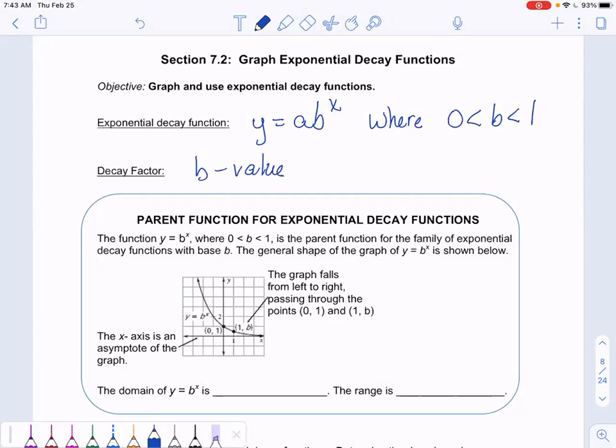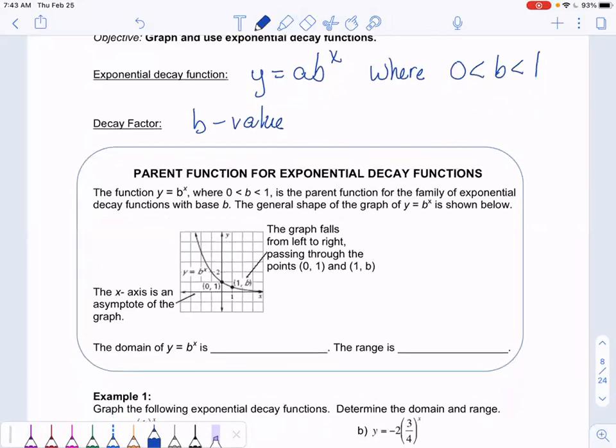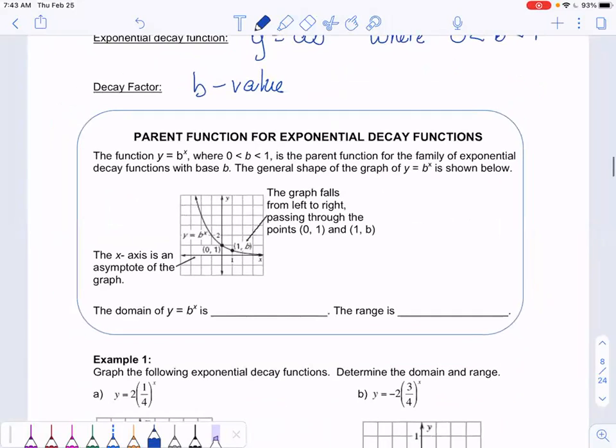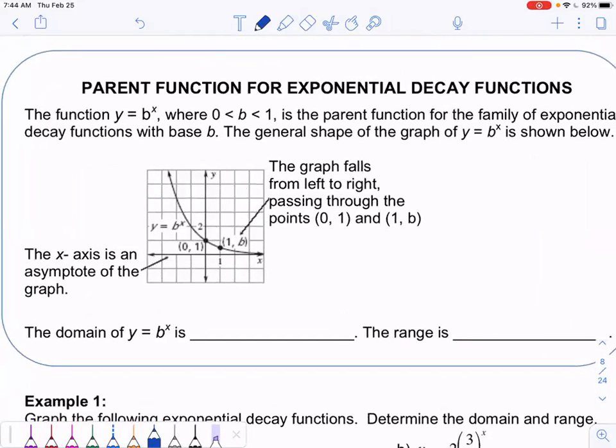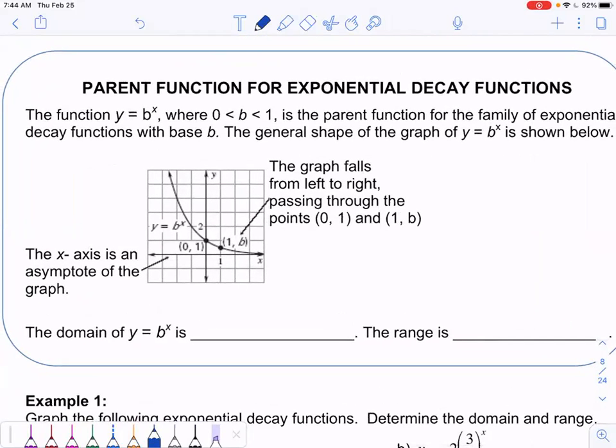So that B value can be the growth factor if it's bigger than 1. It can be the decay factor if it's between 0 and 1. So it represents both cases. It just depends on the number that you're given, whether it grows or decays. The parent function we looked at yesterday for the exponential growth function was exactly the same picture, except that it increased. Now, this parent function for the decay is going to decrease.